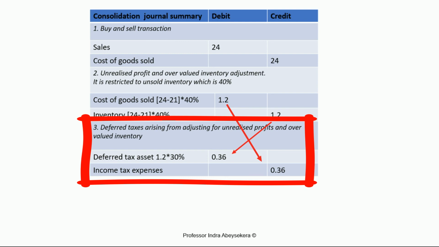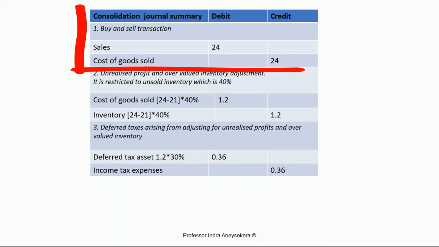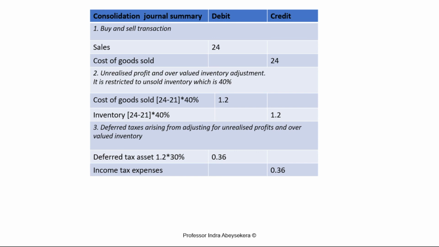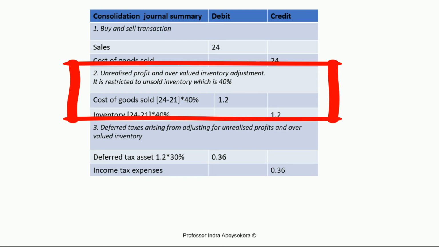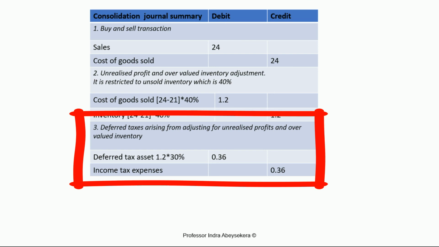In inventory intra-group transactions, there are three sets of transactions. The first one is the buy and sell transaction. We debit sales and credit cost of goods sold. The second is the unrealized profit and overvalued inventory transaction. Eliminating them, we debit cost of goods sold and credit inventory. Third is the deferred taxes and income tax adjustment resulting from the second consolidation entry. We debit deferred tax asset and credit income tax expense.